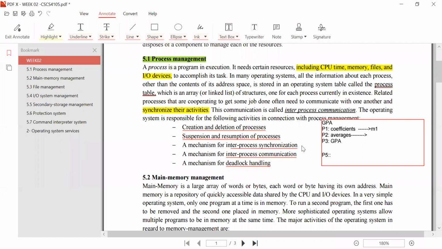Ensuring that there is inter-process synchronization for processes that are achieving a common task or a common job, and ensuring that inter-process communication is also fluent, efficient, and also handling deadlocks.